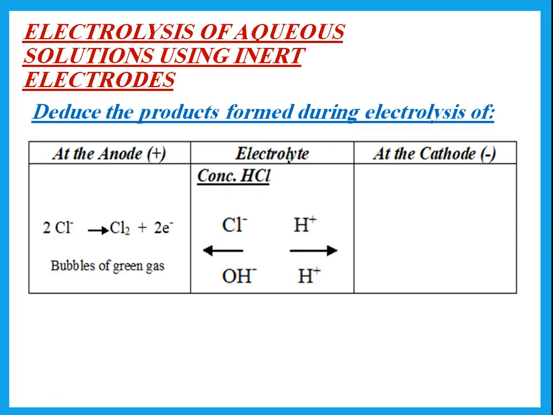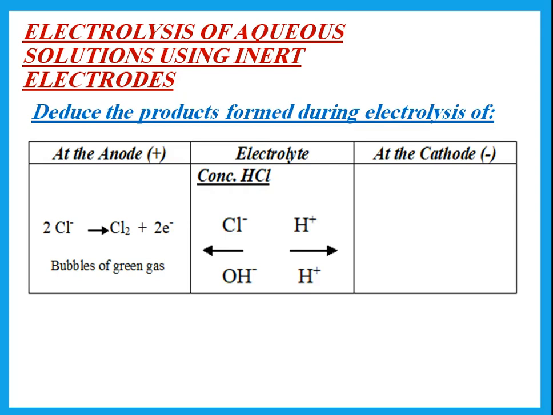And we said when the chloride goes to the positive, what does it do? It loses electrons and becomes atoms, which should be diatomic to form a chlorine molecule, and then we balance. Understand this? So what is formed at the anode? It is chlorine gas. What is observed? It is bubbles of green gas.